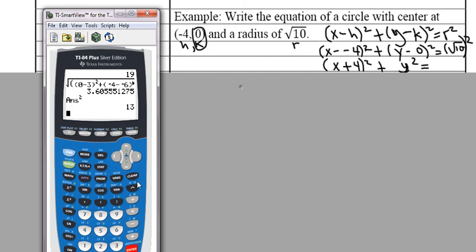Now the neat trick about that, when you square a square root, you just get the base number inside the square root. So that'll be 10.